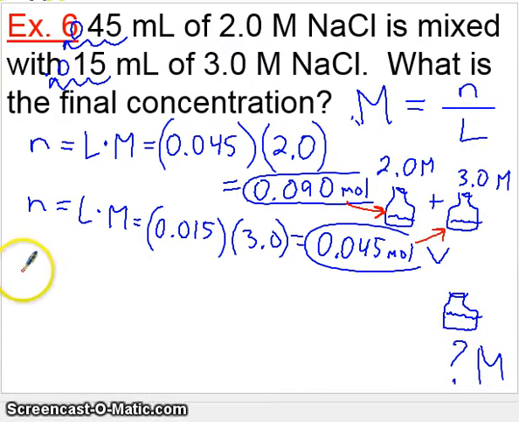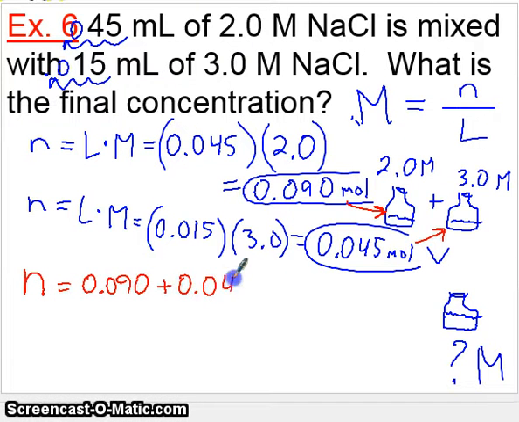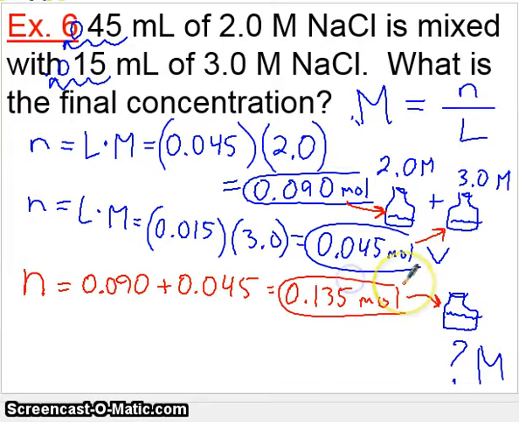So my new moles, my big moles, would be 0.090 plus 0.045. If you do this calculation, you should get 0.0135. Let's double check that. 0.135 moles is my total. That's how many moles are in this bottle. Now, I'm not asking for how many moles are in the bottle. I'm asking for what the molarity of the bottle is.